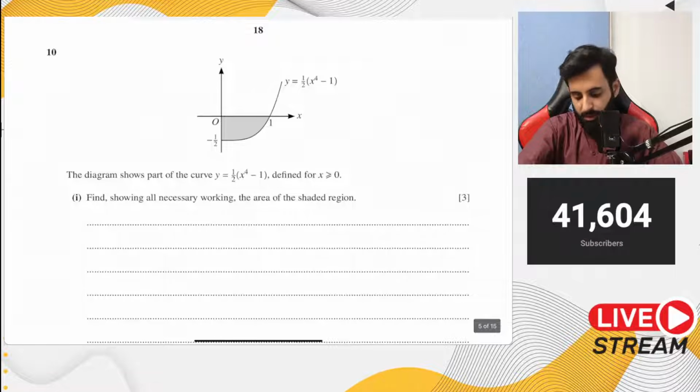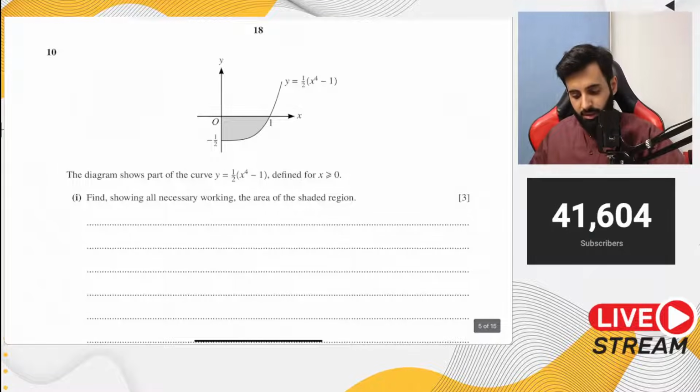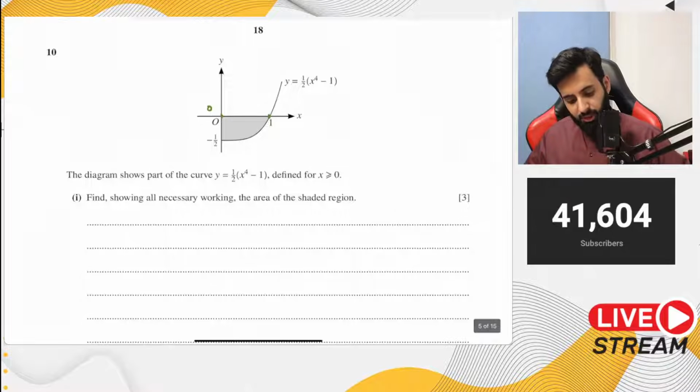So first of all, this is a 3-mark question. So it's always a good idea to plan your answer. If you want to find the area of the shaded region over here, you need to see what exactly the limits are. So let's start from there. What are the limits? If you look at the limits, you can see that one limit is 1 and the other is 0. So that means technically we need to integrate y within the limits 0 and 1.